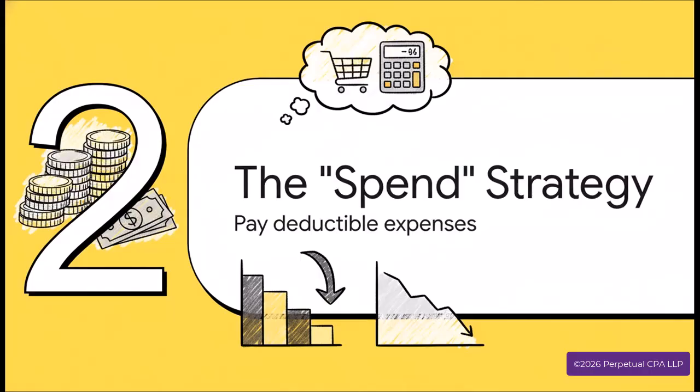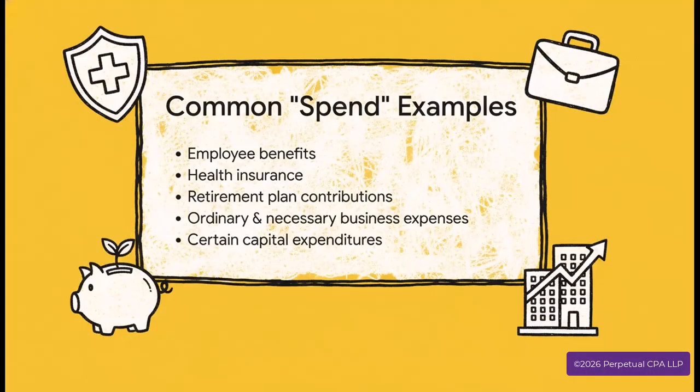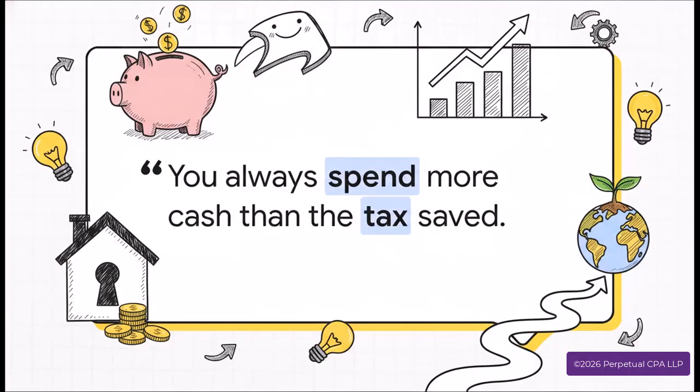This is pretty straightforward. It's all about using your business or personal funds to pay for expenses that are deductible. Now, these expenses absolutely reduce your taxable income, but they don't actually generate profit on their own. And you're probably already familiar with a lot of these. We're talking about things like employee benefits, think health insurance, contributions to retirement plans, all of your ordinary and necessary business expenses, and even certain capital expenditures and depreciation elections. That's really just a fancy way of saying you get to make choices about how you deduct the cost of large assets over time.